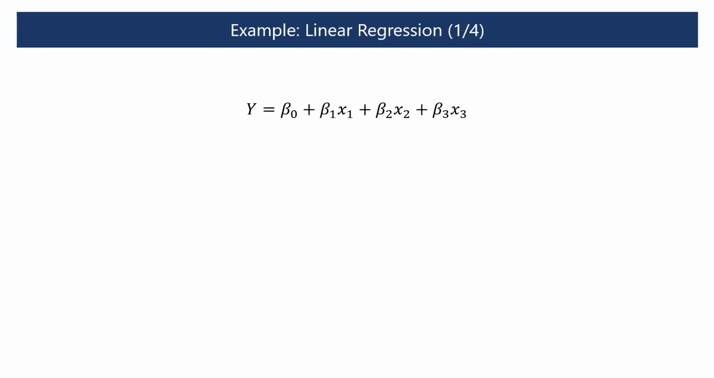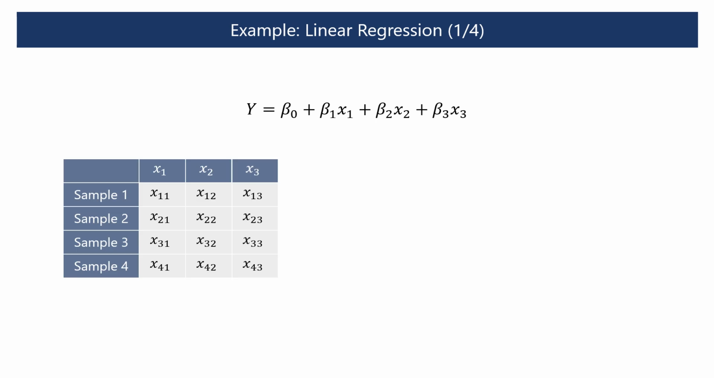First, let's see an example of our use of matrix operations in linear regression. Let's consider a linear regression model with three predictor variables. In a linear regression model, the predicted values are expressed by these equations. Here, y is the predicted value. x1, x2, and x3 are predictor variables. Beta 0 is the intercept, and beta 1, beta 2, and beta 3 are the coefficients of each predictor variable. A coefficient represents the impact of a predictor variable, so it is also called a weight.